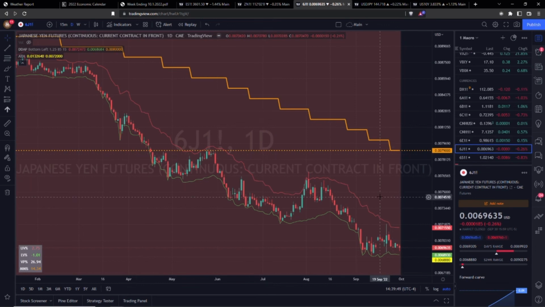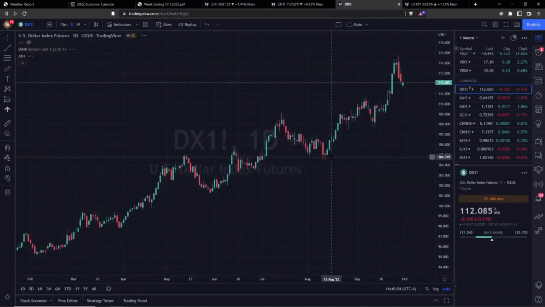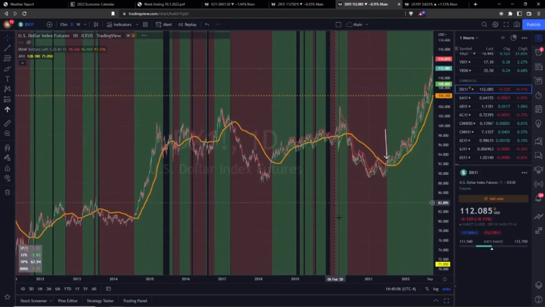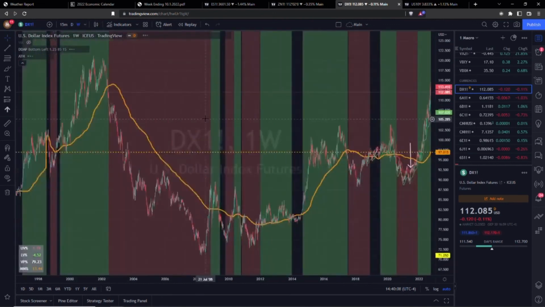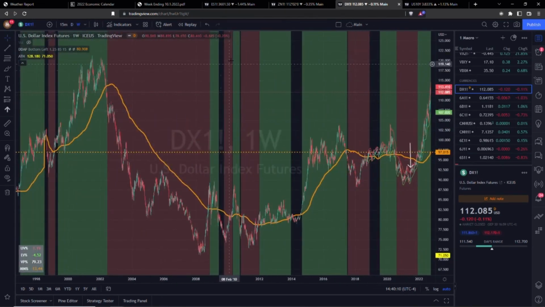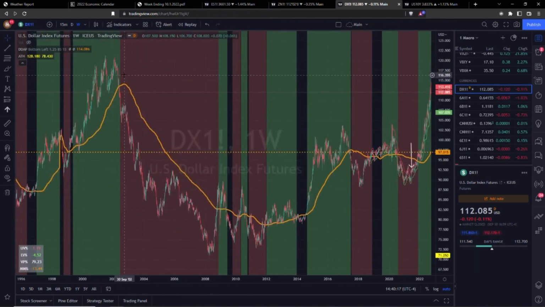This is all stemming from a high dollar, pretty much, and we're not even in deflation yet. Imagine when we hit deflation, which is bullish for the dollar. We're not even there yet. If we do get inflation reversing and deflation coming in, we could easily see the dollar at 120, maybe even 125, 130. It could be bad.